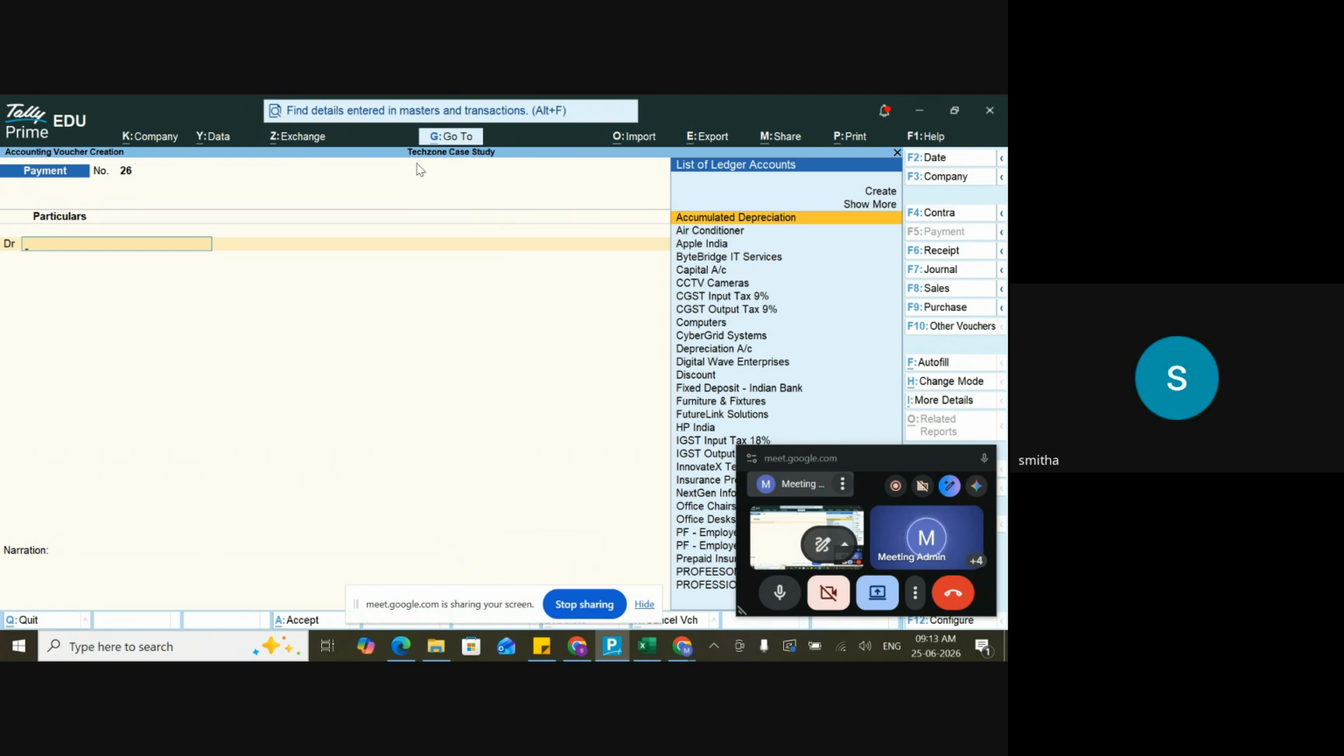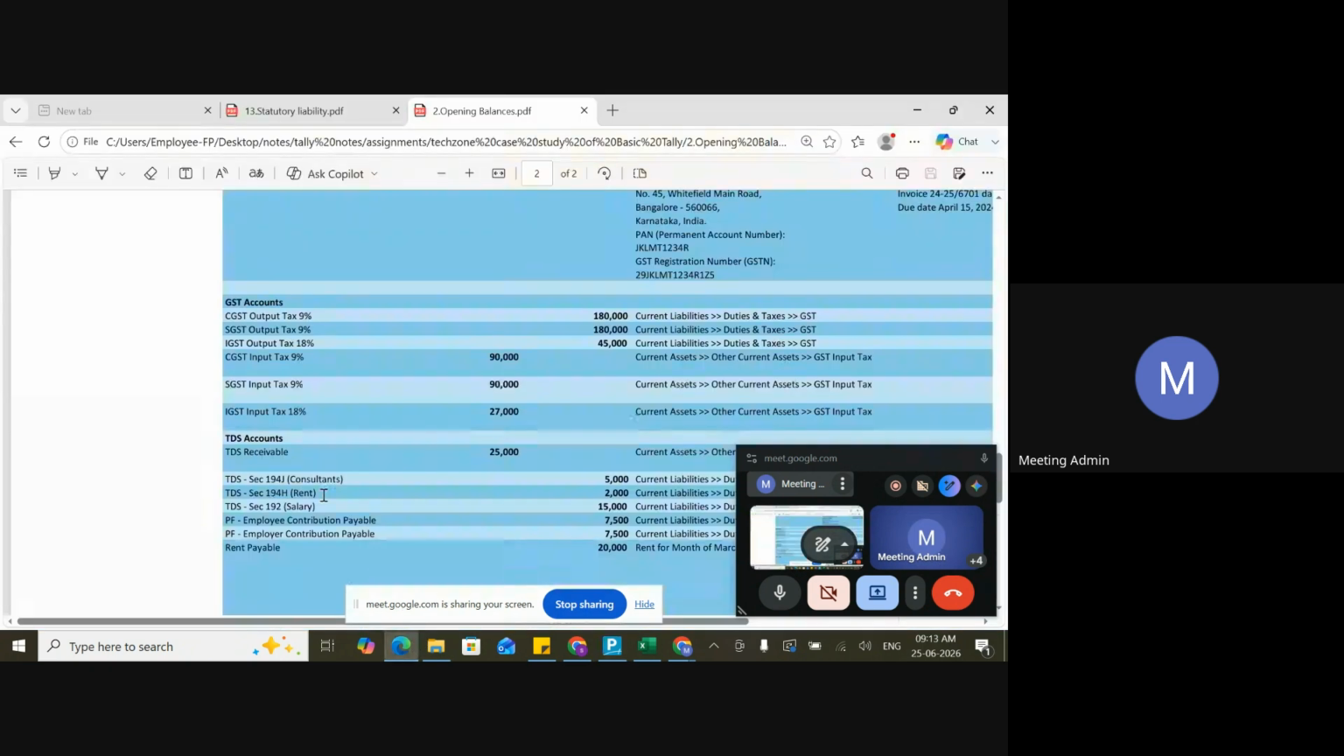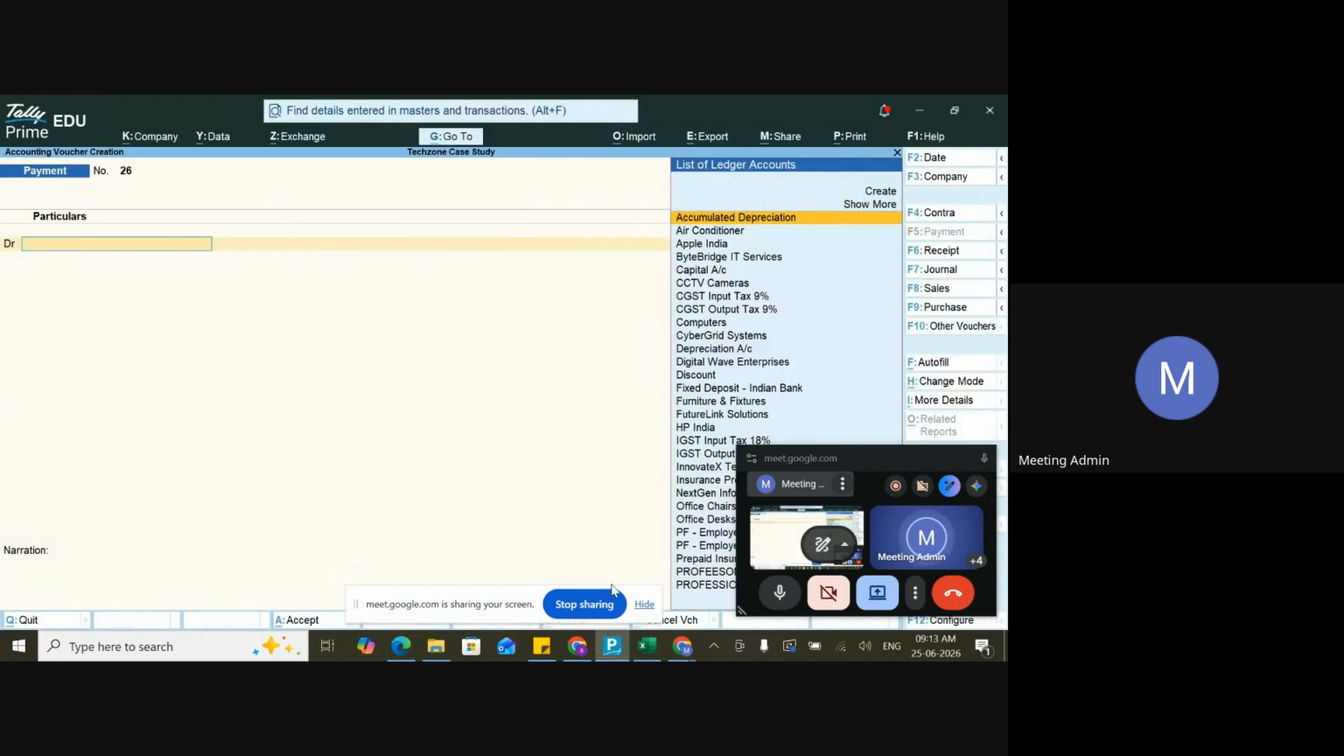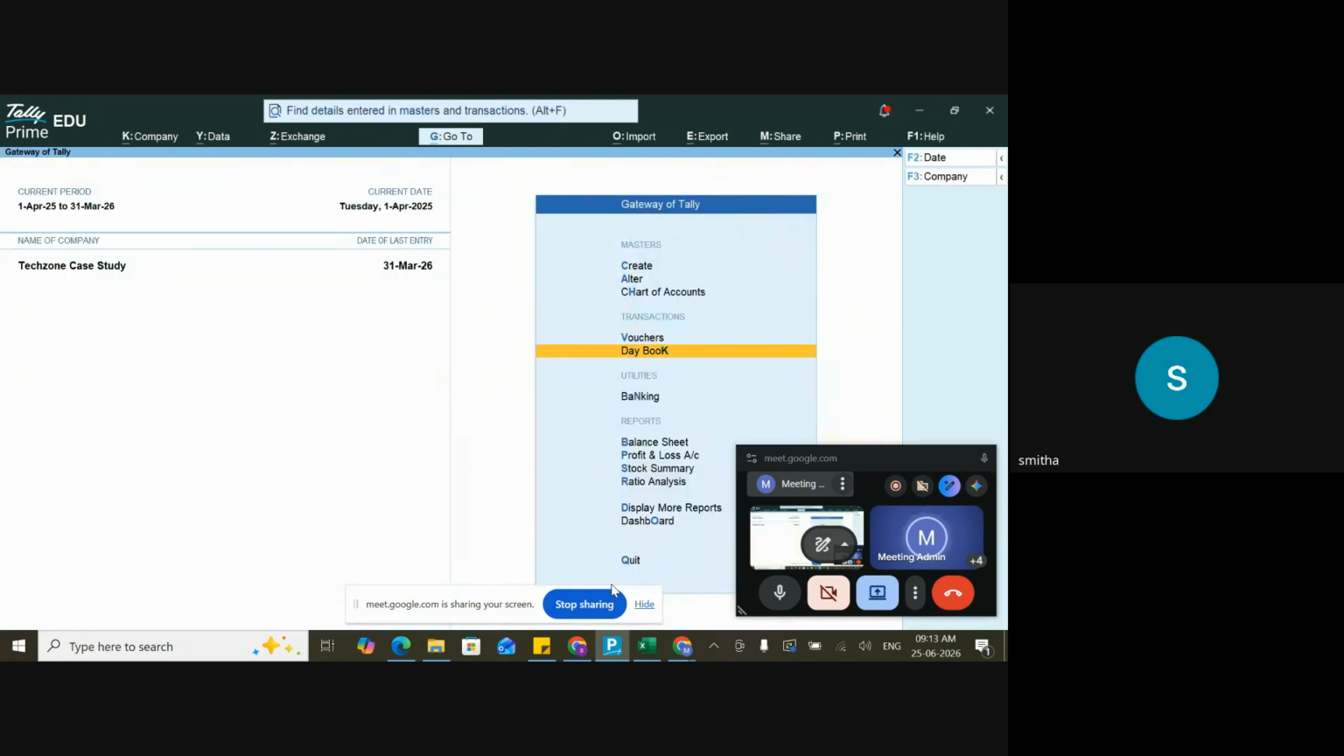Done, guys? Yes, ma'am. Everyone? Being PF paid. Okay. So next, we have to do the TDS, tax deducted at source. Here only we have to do it, I'll show you in the balance sheet.